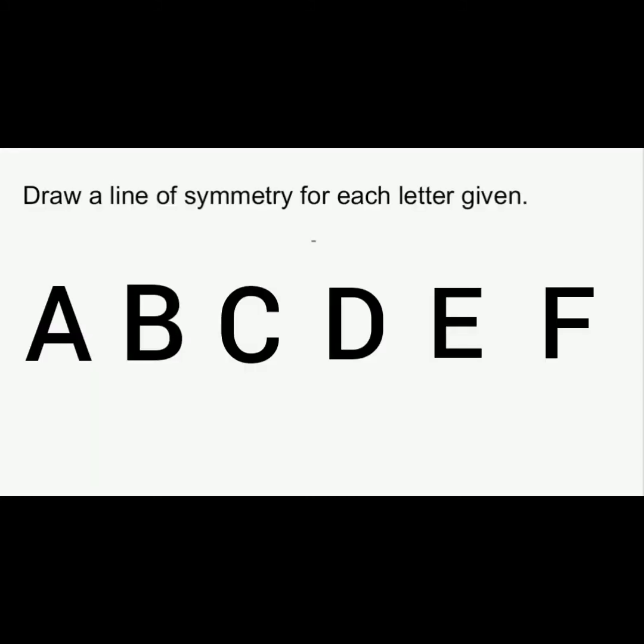Here's the bonus activity if you wish to do it. The directions are pretty straightforward. Just draw a line of symmetry for each letter given. I've got letters A through F here for you, and just draw a line where it shows symmetry. I'll do letter A as the first example, just so you have an idea. I'm going to just draw a line down the center where it shows the line of symmetry for the letter A. And that's pretty much what I want you to do for letters B, C, D, E, and F.